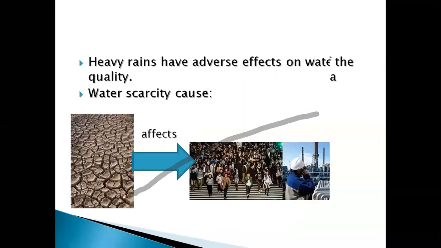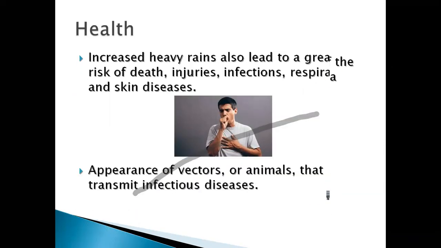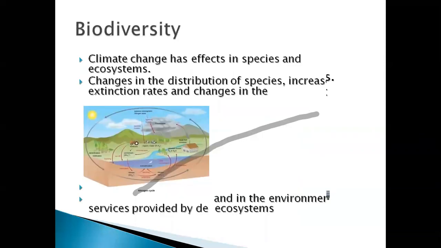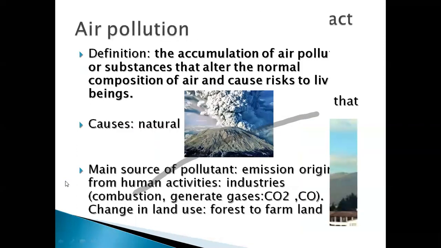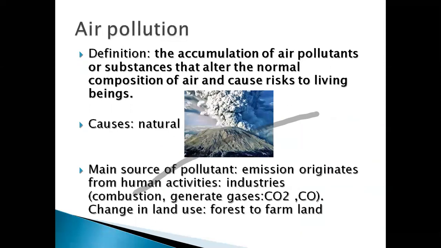Okay, we already saw this. Rising temperatures, biodiversity change, the biochemical cycles change. And here we can have air pollution because of the factories, industries, mining, and other human activities. Air pollution is the accumulation of air pollutants or substances that alter the normal composition of air and cause risk to living beings.